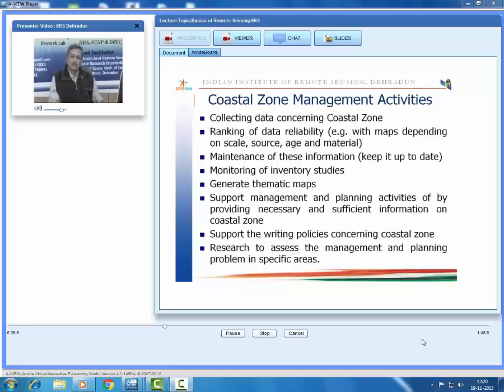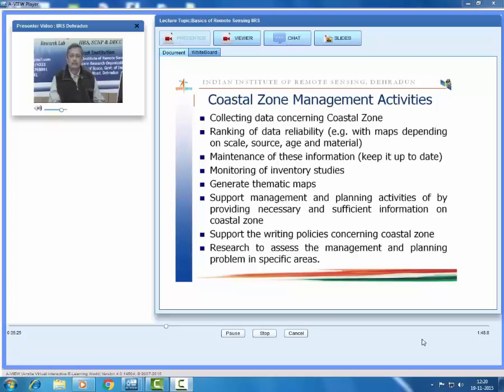Then finally, you have to generate thematic maps. Thematic map generation, you can do it from satellite remote sensing data, and you can also generate thematic maps with field work. If the area is very small, you can go with survey instruments, and physically do the field work and generate thematic maps.